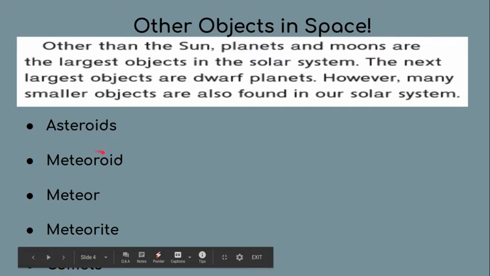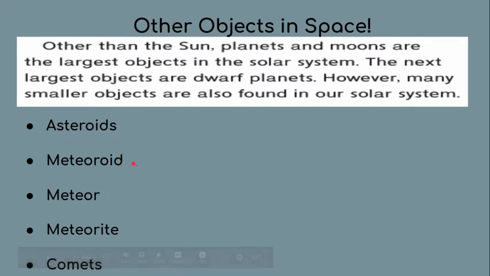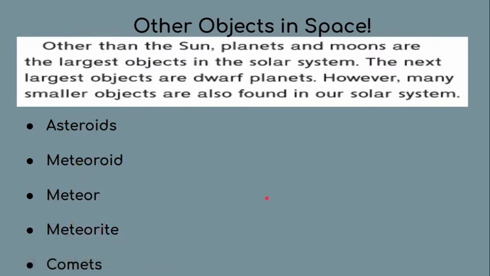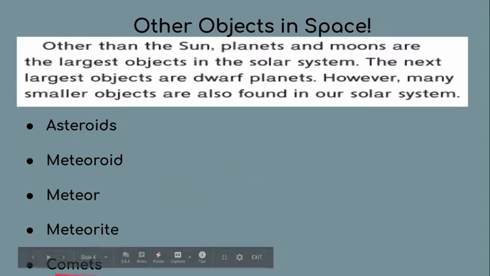Now, take a look at these three words, boys and girls. Do they look similar? Yes, they do. Meteoroid and meteorite both have the word meteor in it, okay? The root word meteor. And so these three words are related. And we're going to talk about the difference between each of those words and how they are different. And then we're going to talk about comets and learn about comets as well.